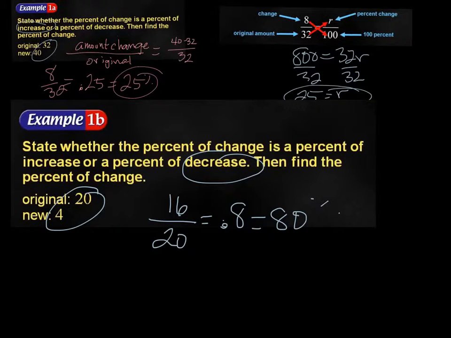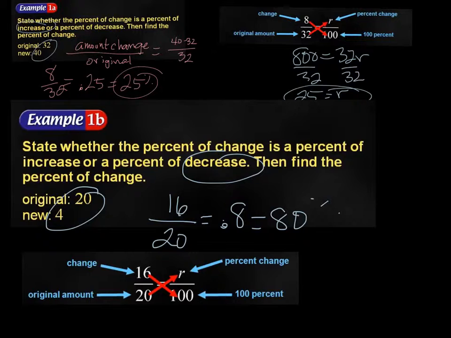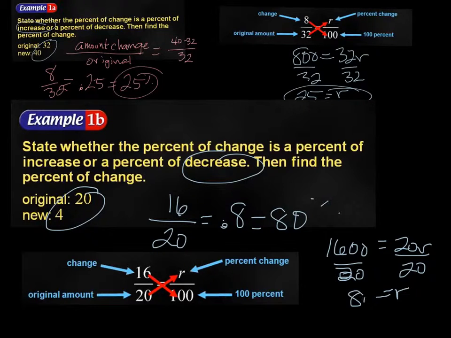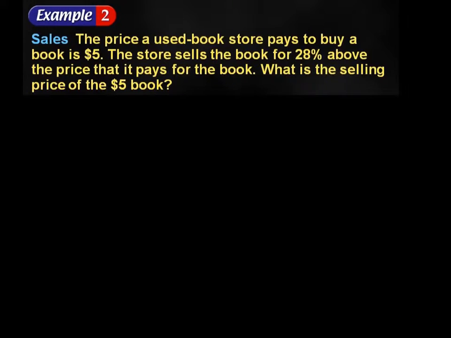Or we could use the proportion method. So 16 is to 20 as R is to 100. When we cross multiply, we're going to have 1600 equals 20R. Divide both sides by 20. And once again, we get R equals 80%. You don't have to do it two ways. I'm just giving you options.